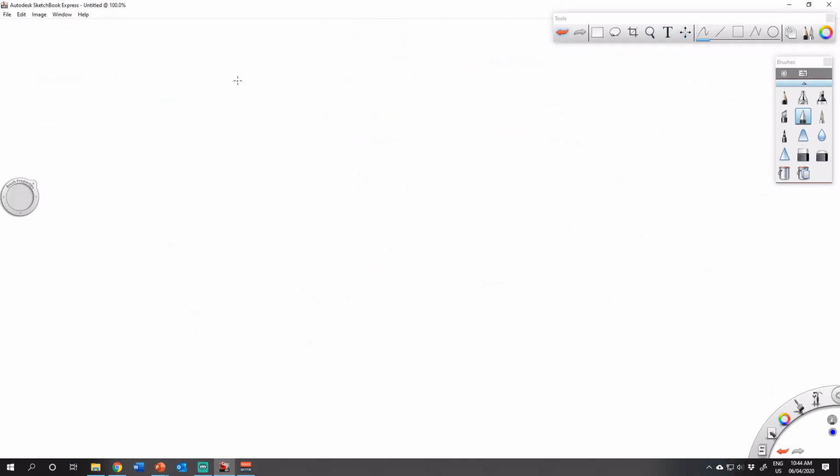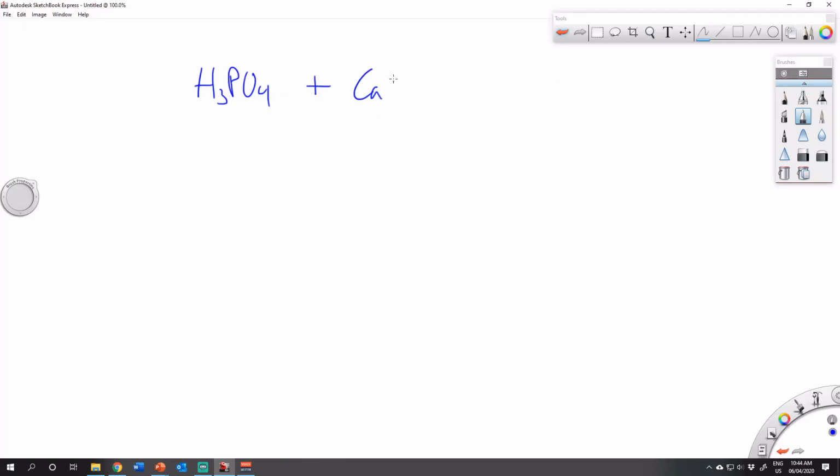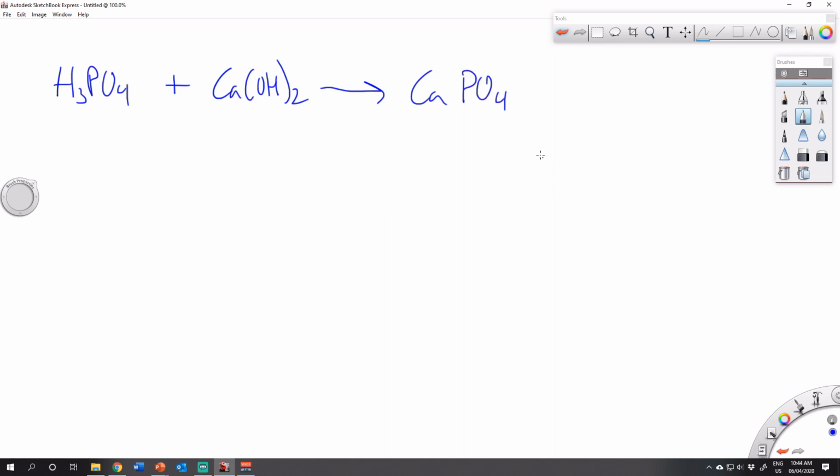All right, so we had phosphoric acid, H3PO4. We are combining it with calcium hydroxide, Ca(OH)2. This will create a salt, calcium phosphate. Now make sure you are writing the correct formula. If you don't write the correct formula, this will make things a lot harder to balance. And then HOH.